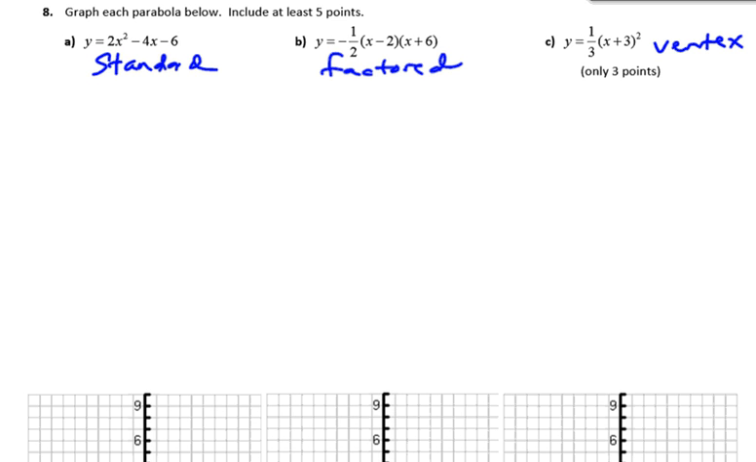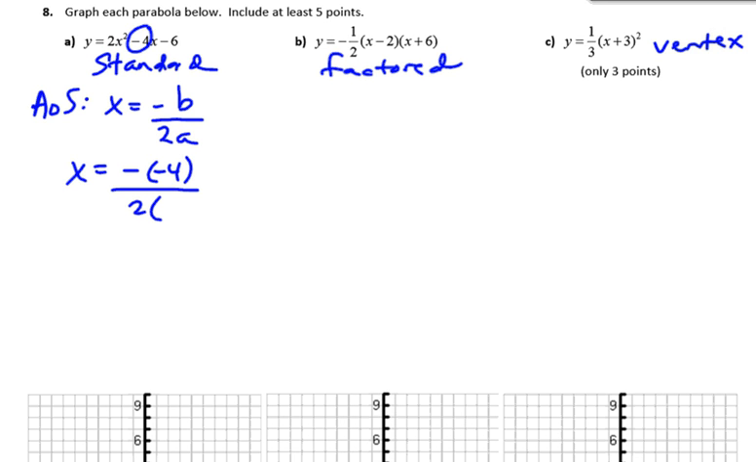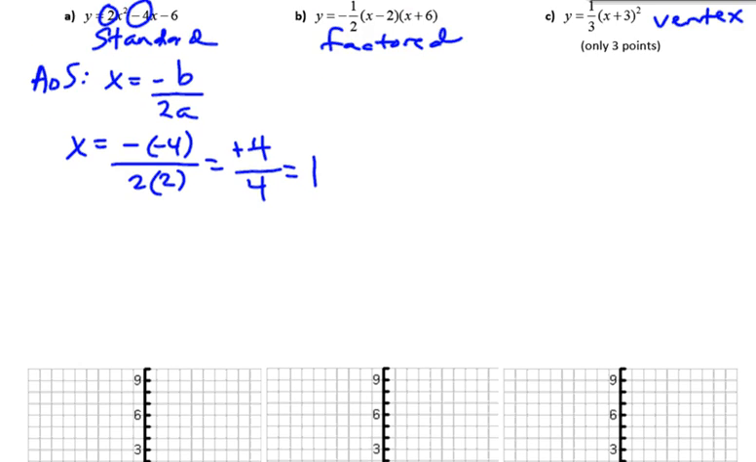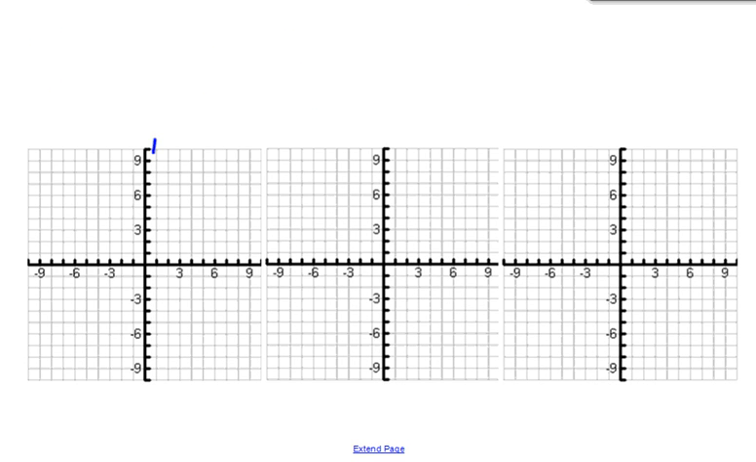Okay, so for standard, remember standard form doesn't tell you anything in the equation. So we're going to have to start off with another formula. Remember, that's the axis of symmetry. The axis of symmetry equation is negative b over 2a. So for this one, our b is negative 4. So that would be negative of negative 4 over 2 times our a, which is 2. So that gives me a positive 4 over 4, which is 1. So that means my axis of symmetry, remember, graph as you go, happens at x equals 1.